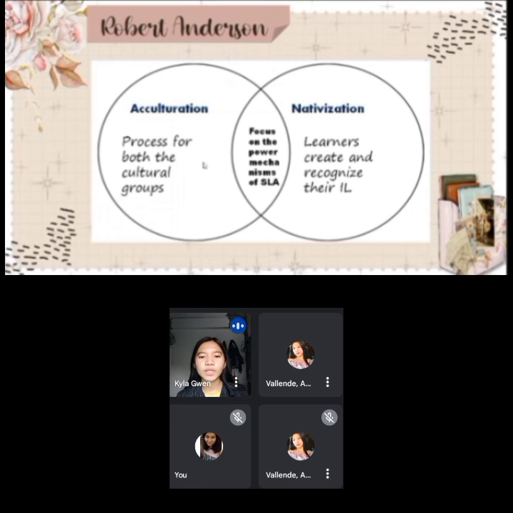So now, the similarities of acculturation and nativist. The acculturation and nativist model focus on the power mechanism of second language acquisition. They provide explanations of why language 2 learners, unlike first language learners, often fail to achieve a native-like competence?